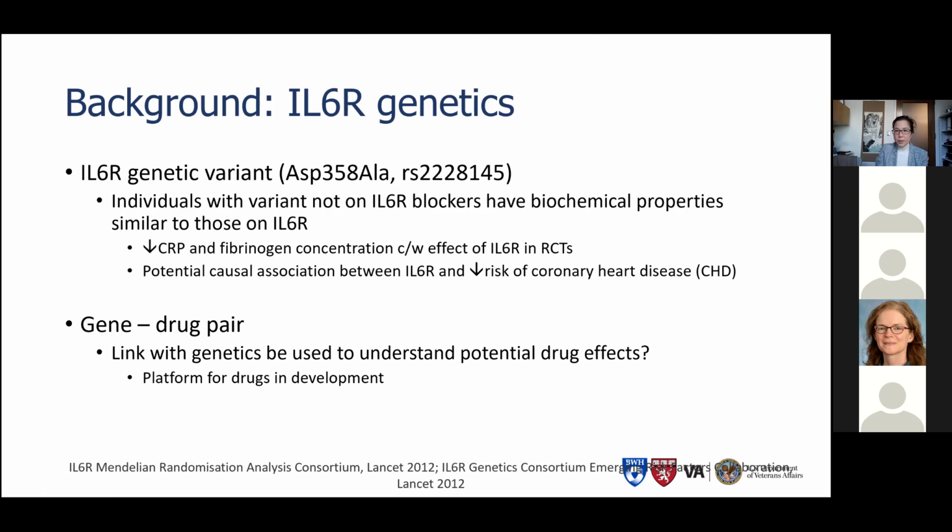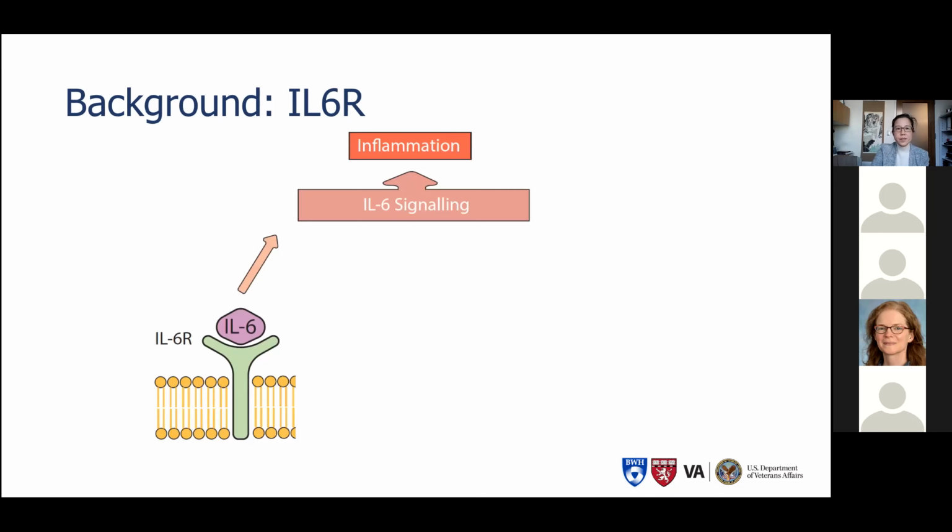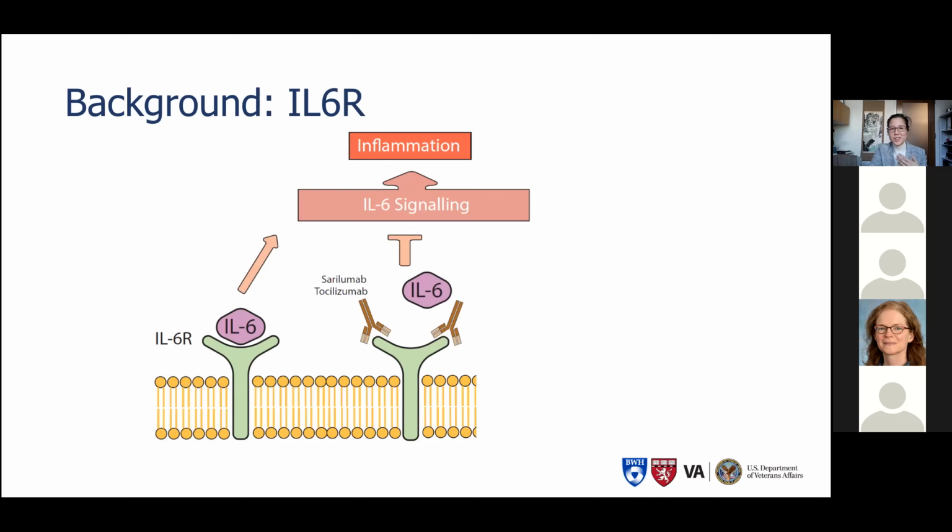So the other thing about this drug is that it had what I call a gene-drug pair. There was a variant that kind of acts like the drug, and we have a drug out there already that we know what it does. And so this is something that will give us the ability to potentially use genetics to query potential drug effects, with implications for drugs in development where we know the function and there's a variant that kind of acts like the drug. And so IL-6 here binds to the IL-6 receptor, and this signaling pathway leads to inflammation.